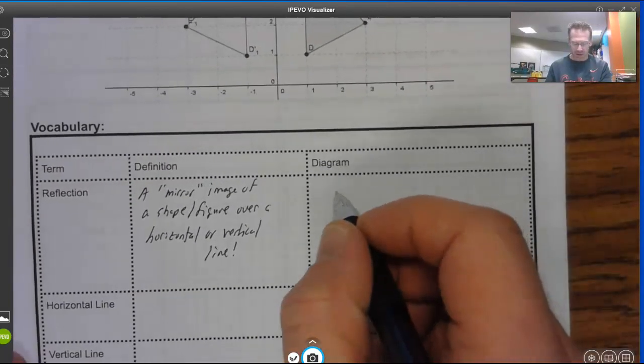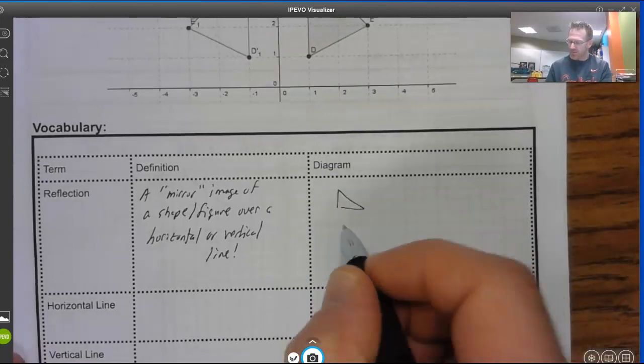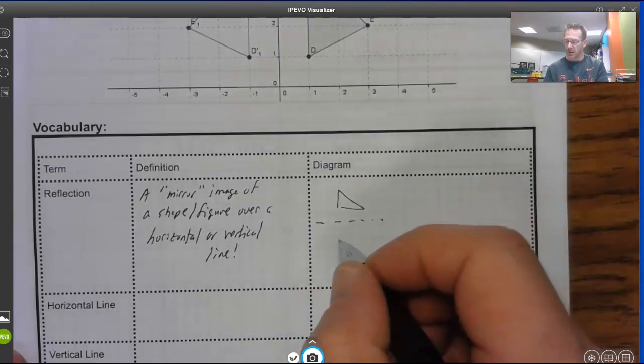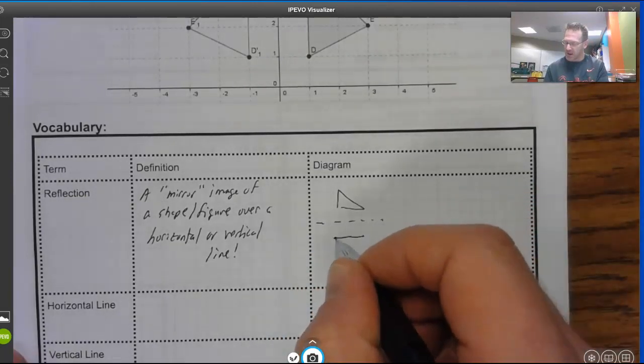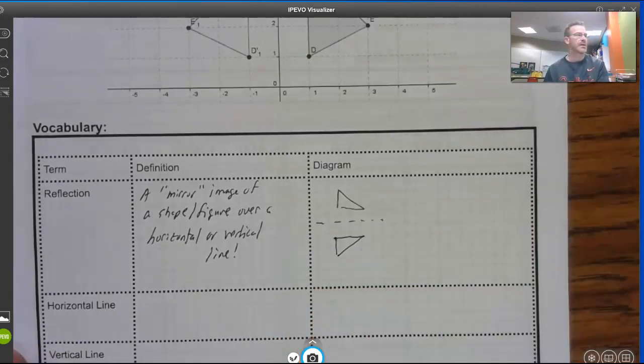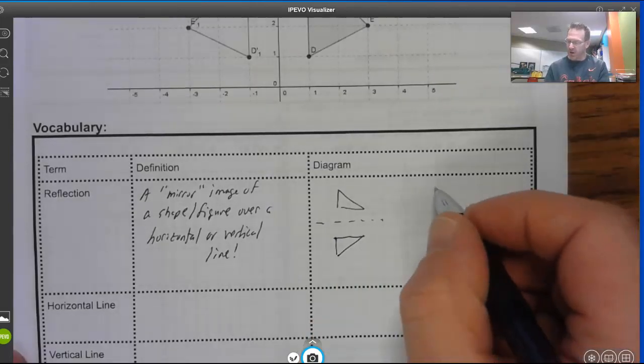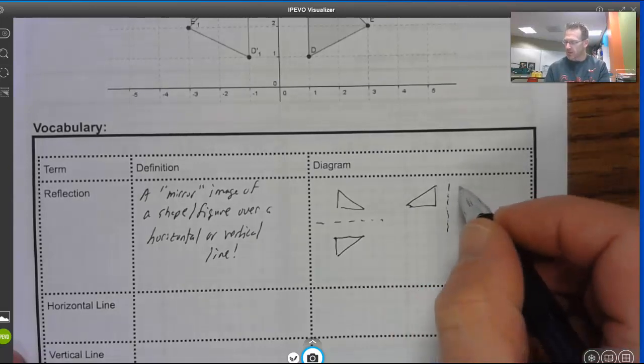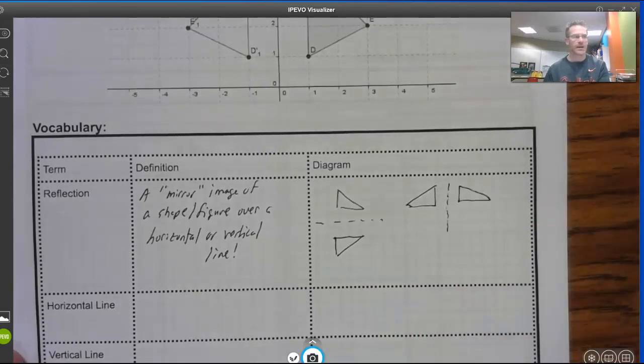So for example, let's say we have a triangle like this. We have this horizontal line. If we want to reflect it over that horizontal line, it would look just like it would be here, but like a mirror image. If we had a vertical line, something like this, it would look like that. So we would just reflect it over that line.